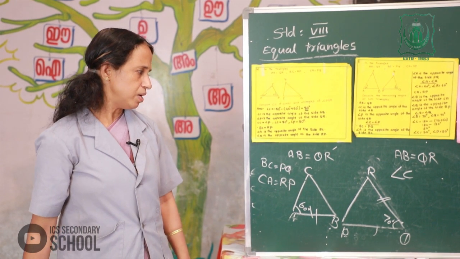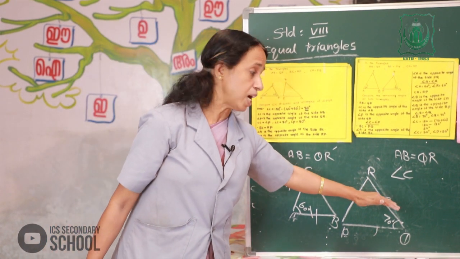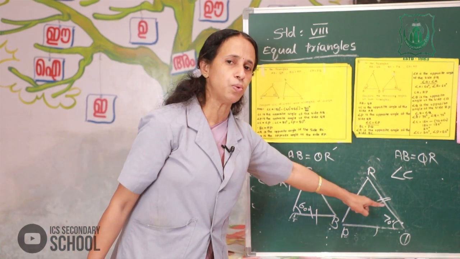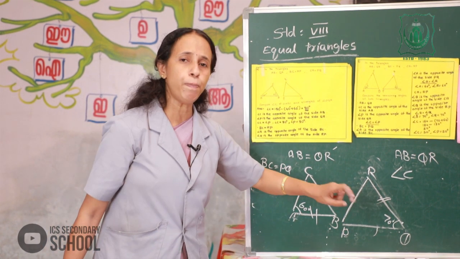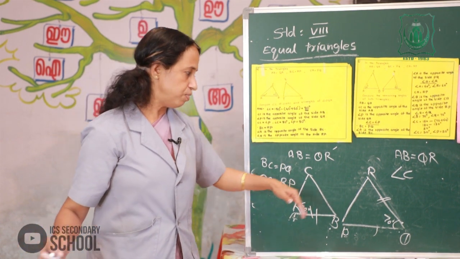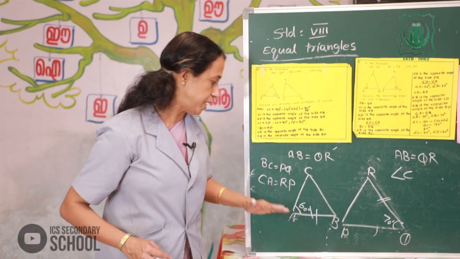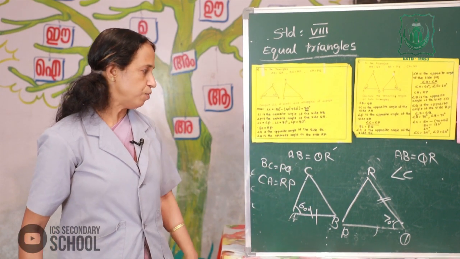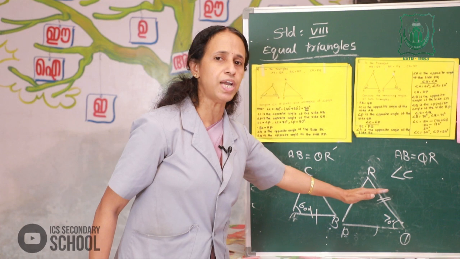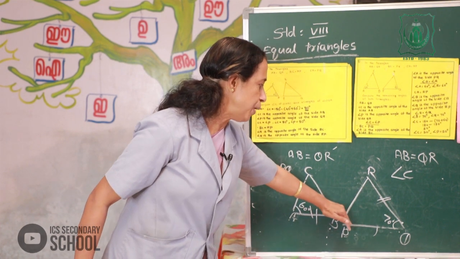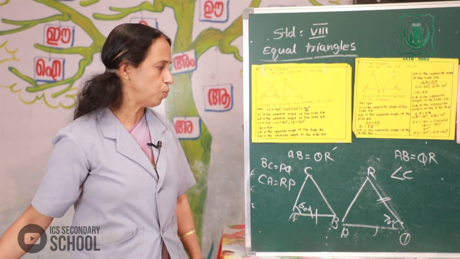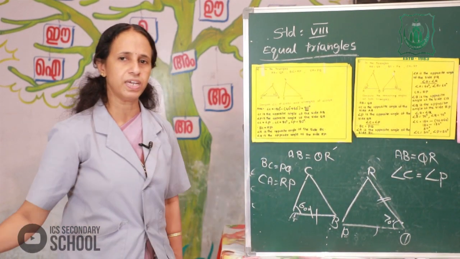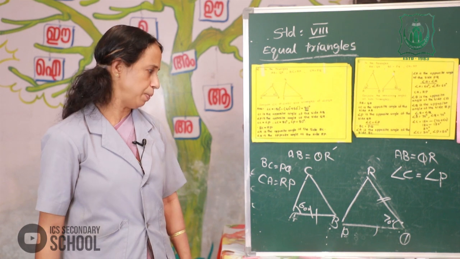Which angle is the opposite angle of the side QR? Angle P is the opposite angle of the side QR. Which angle is the opposite angle of the side AB? Angle C. Which angle is the opposite angle of the side QR? Angle P. So we can write angle C equal to angle P.